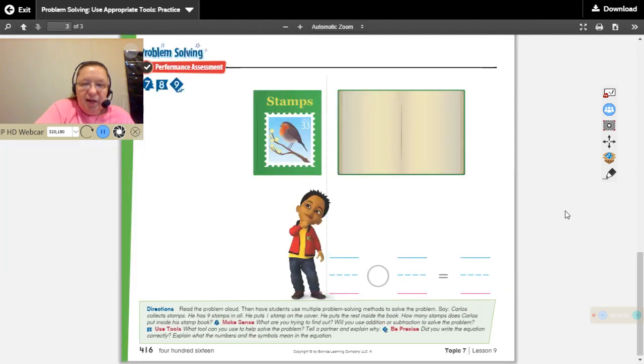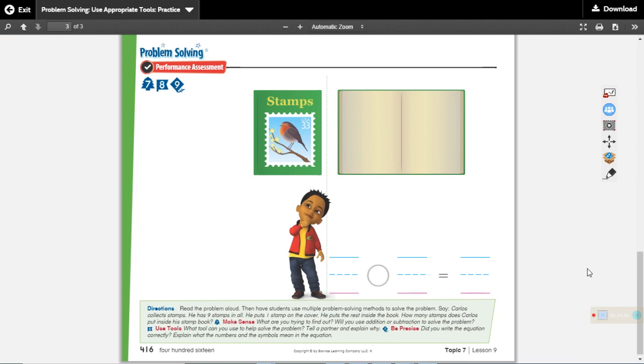This page is your performance assessment. So I need you to try to do this page yourself. I'm going to read the problem to you. Are you ready? Listen closely. I know I took the picture of me away, didn't I? Because you don't need to see what I'm doing now, because I'm not showing you anything. I'm just reading to you.